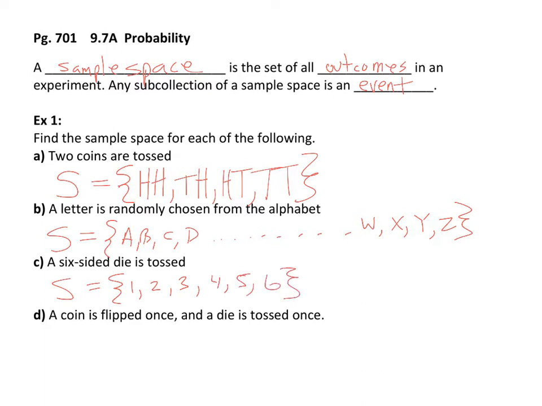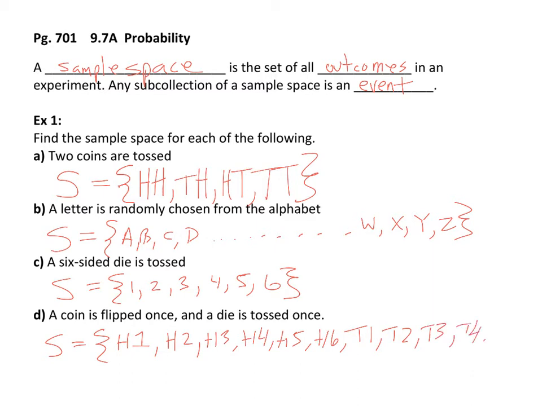Alright, for D, a coin is flipped once and a die is tossed once. Okay, so a coin is flipped once. So I could have a head and then roll a 1. I could have a head, roll a 2, head, roll a 3, head, roll a 4, head, roll a 5, head, roll a 6. And then I could go tails. Tails 1, tails and a 2, tails and a 3, tails and a 4, tails and a 5, tails and a 6.